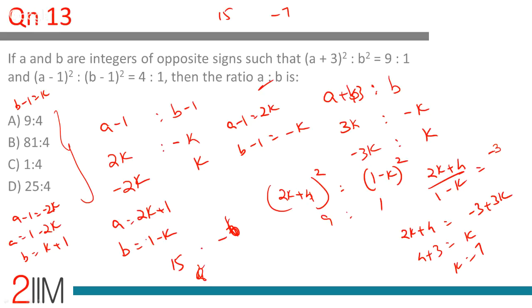1 minus 2k and k plus 1. 1 minus 2k plus 3 is 4 minus 2k, by k plus 1 is minus 3. 4 minus 2k is minus 3k minus 3. 7 is minus k, or k is minus 7. It's same, 15 and minus 6 is what I'm getting. And the ratio A is to B, 15 is to minus 6, or 5 is to minus 2. I'm assuming it's A square is to B square. Question is something is wrong. 5 is to minus 2, 25 is to 4. So choice D is what I'm marking.